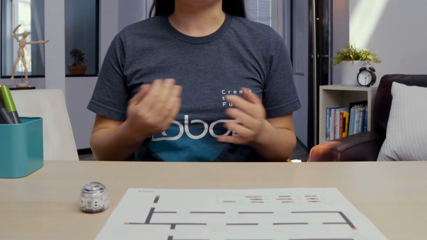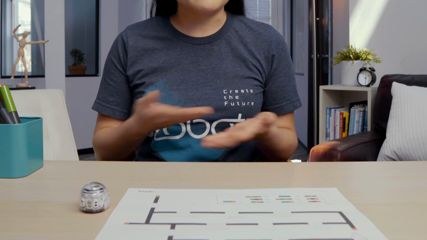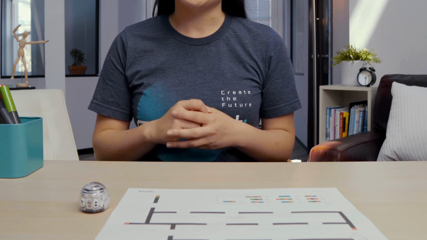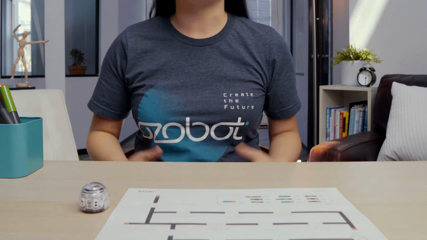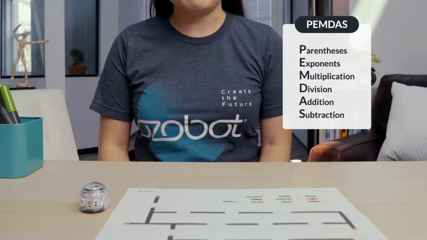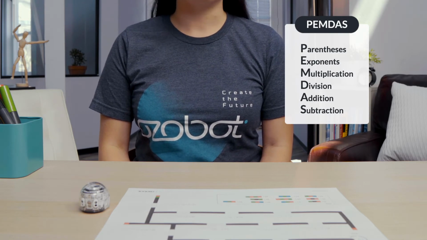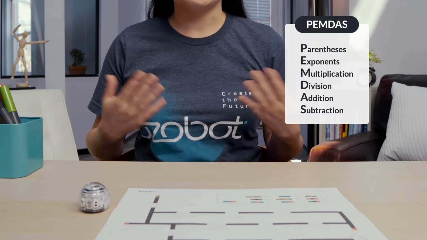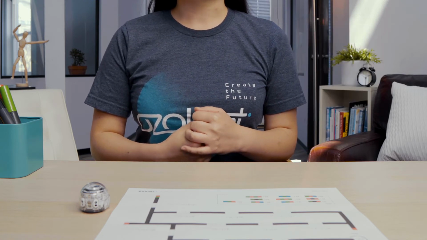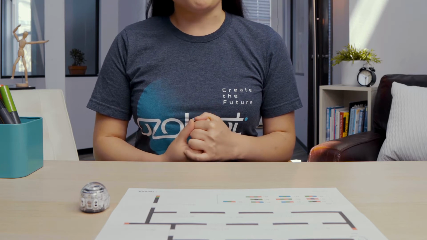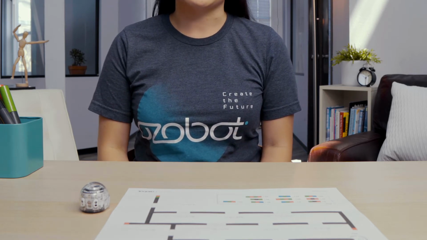But what about solving a problem with more than one operation? Do you just solve them in the order that you see them? Actually, no. You follow the order of operations, which is easy to do using PEMDAS, which stands for parentheses, exponents, multiplication, division, addition, and subtraction. For today's activity, you just need to remember that you always multiply or divide before you add or subtract.